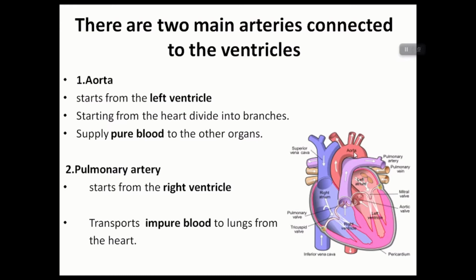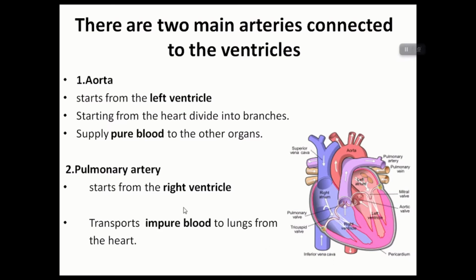කොහෙන්ද පටන් ගන්නේ? Left ventricle. Starting from the heart, it divides into branches. Can you see it divide? It divides into branches. අතු බෙදලා යනවා branches. Supply pure blood to the other organs. This supplies pure blood. Okay, පිරිසිදු රුධිරය ශරීරේ පුරා තියෙන organs වලට ගිහිල්ලා දෙනවා.